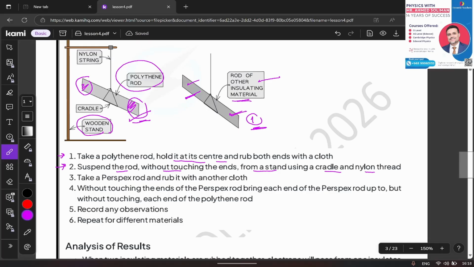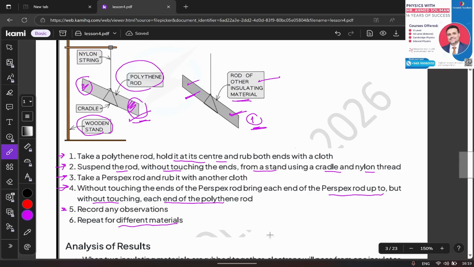Yes. Next. Take a Perspex rod and rub it with another cloth. Yes. Without touching the ends of the Perspex rod, bring each end of the Perspex rod up to, but without touching, each end of the polythene rod. Okay. Record any observations, repeat for different materials. Repeat the experiment with different what? Materials. Different material means this is the independent variable.